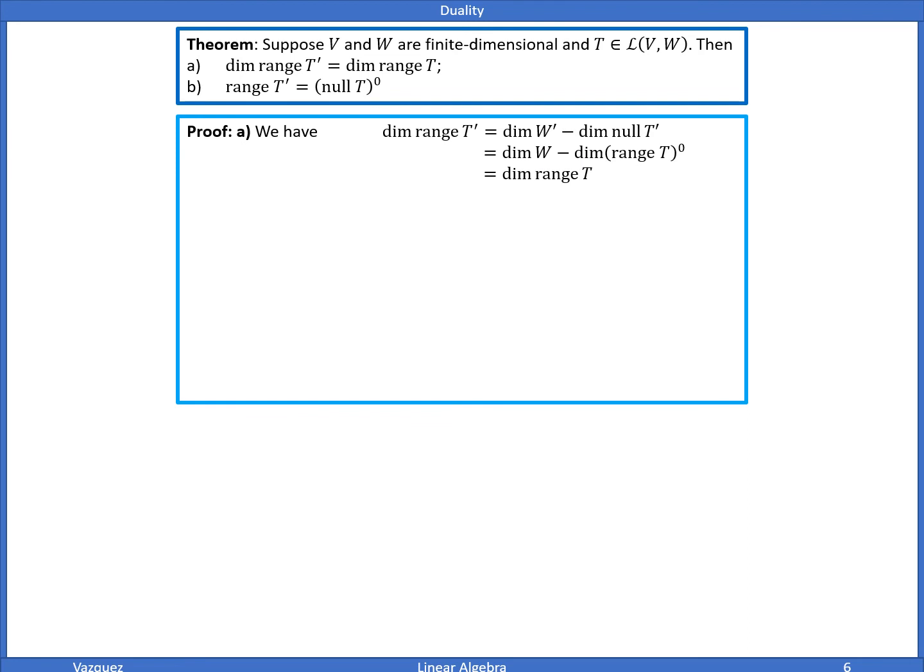Now B, a little more involved, nothing too complicated again. So we're going to show that the range of T prime is equal to the annihilator of the null space of T. So first suppose that v is in the range of the dual map.